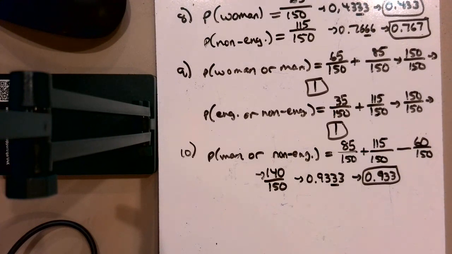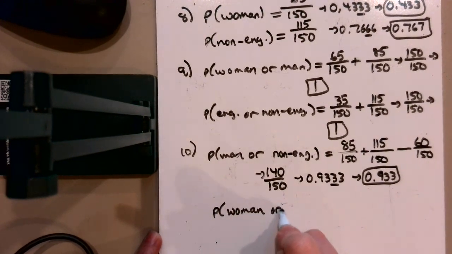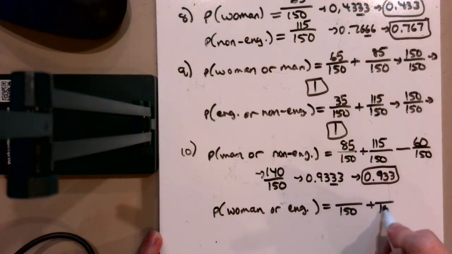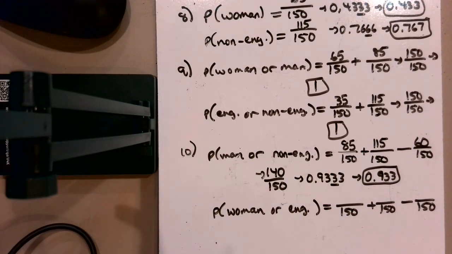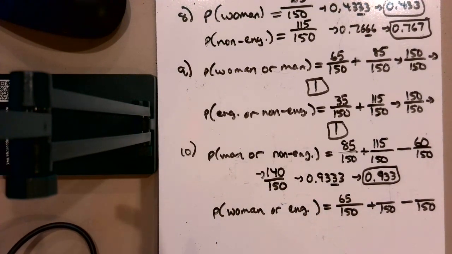The other version of question 10 was find the probability of choosing a woman or an engineering major. So again, these could happen at the same time. They are not mutually exclusive. So we have to use the longer addition rule where we add and subtract. So the probability of a woman is the first row, 65 over 150. Probability of choosing an engineering major is the first column, 35 over 150.